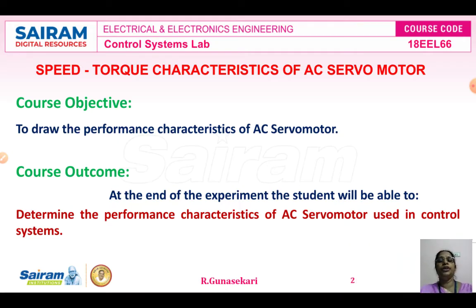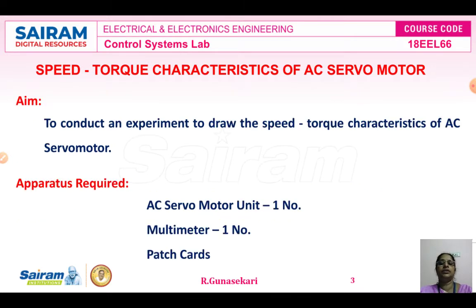Before we study the speed torque characteristics of AC servo motor experiment, we should know the course objective and the course outcome of this experiment. The course objective is to draw the performance characteristics of AC servo motor. The course outcome is to determine the performance characteristics of AC servo motor used in control systems.